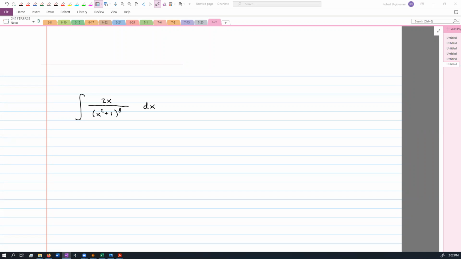Any thoughts here? I was thinking we have to set this up into a quotient, so you treat the top like F and the bottom like G, and then you basically just reverse. So get your F prime times G, which is the bottom, and then reverse that for G prime, which is a chain rule times the 2x. What do you mean by reverse it? I'm not sure what you mean by reverse it.